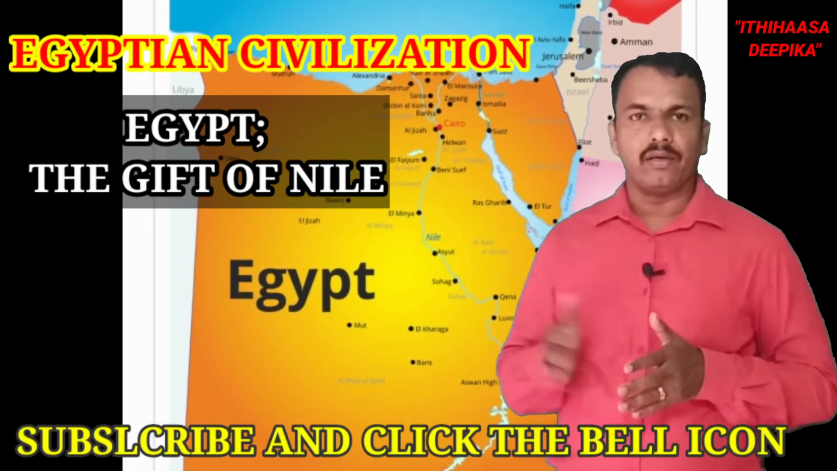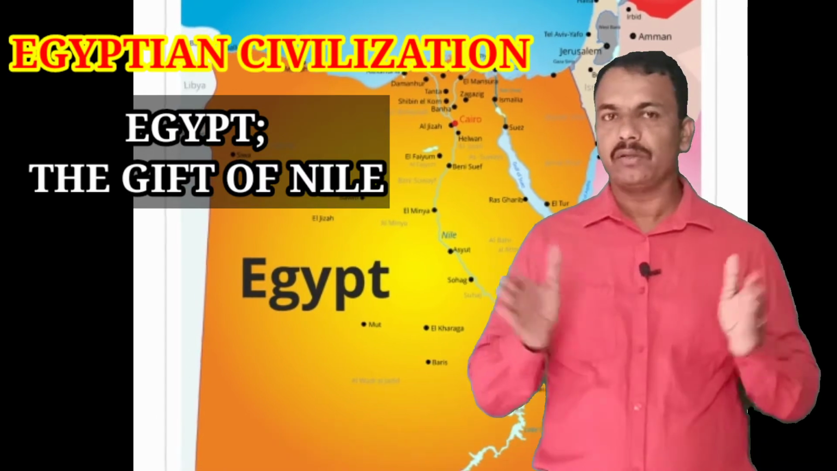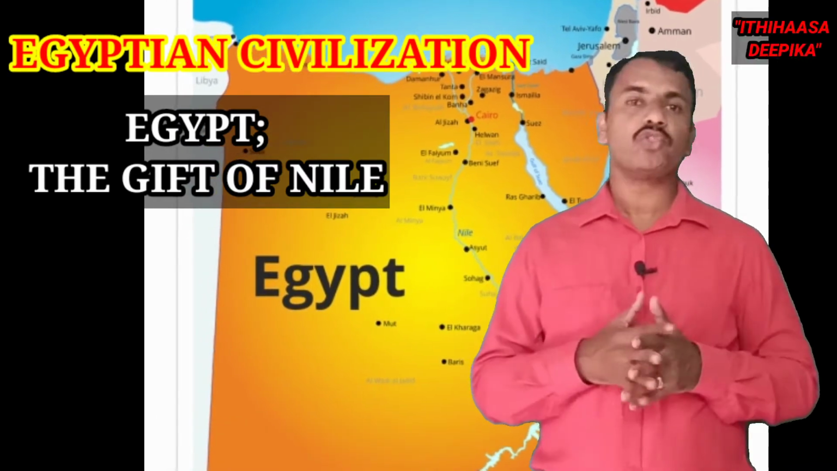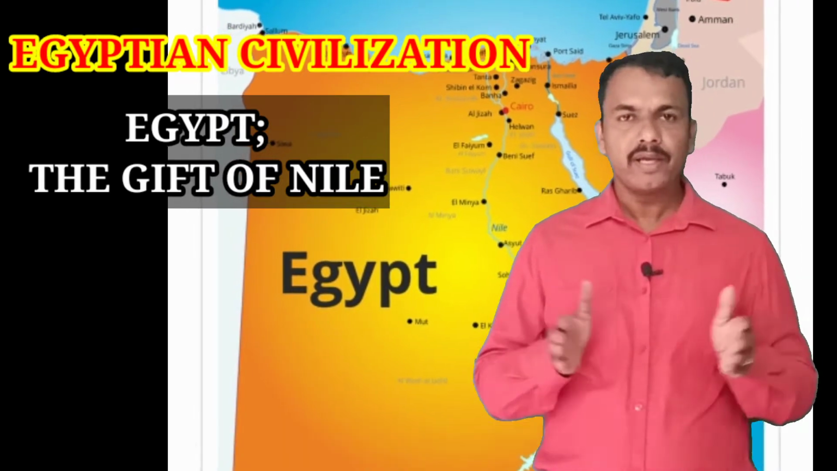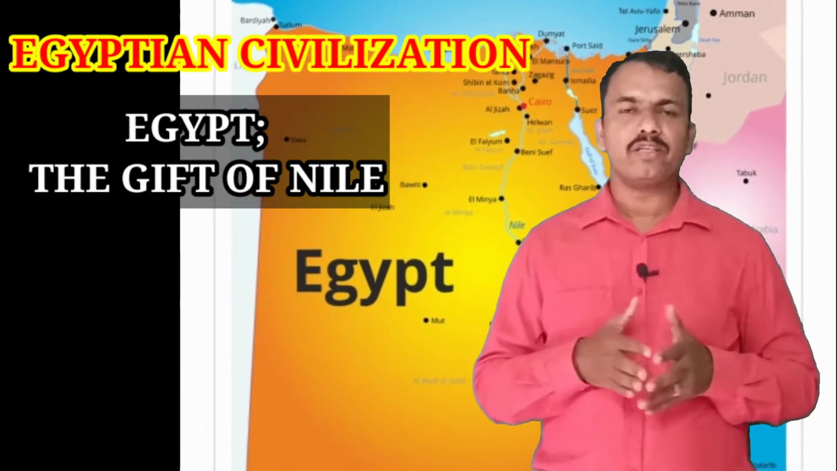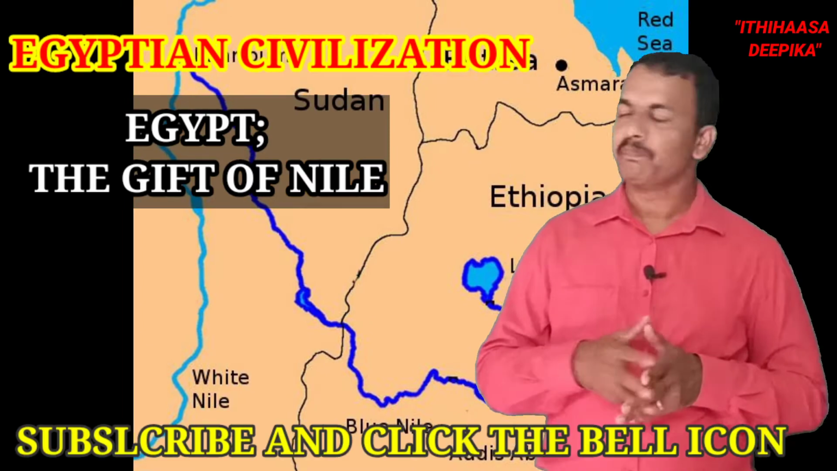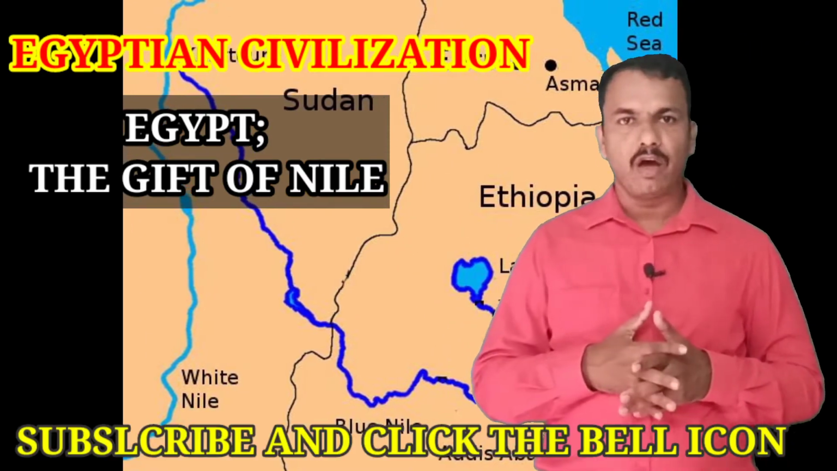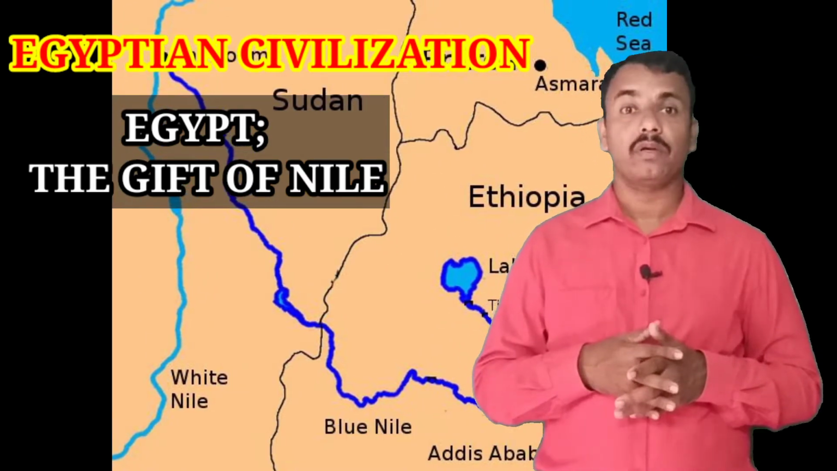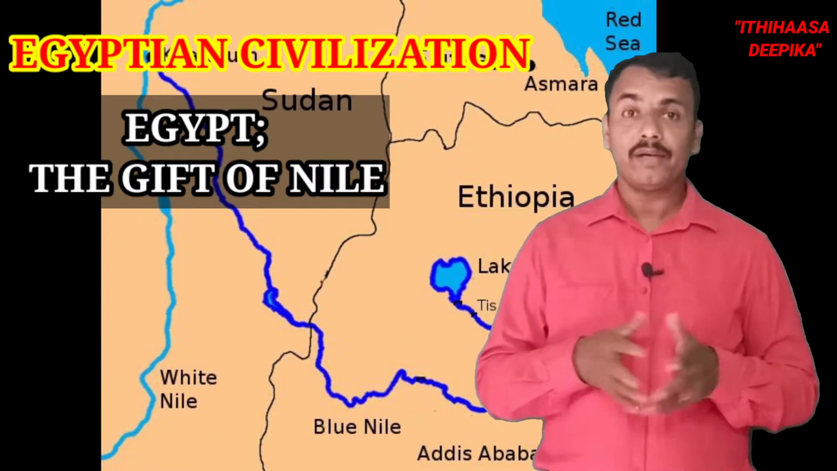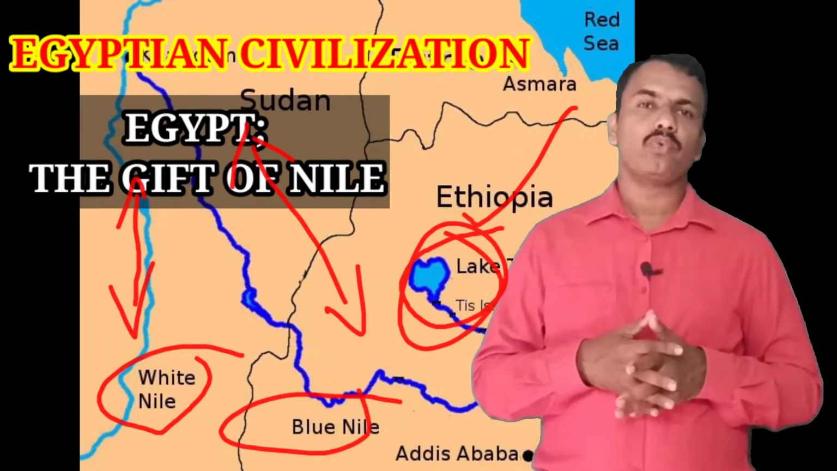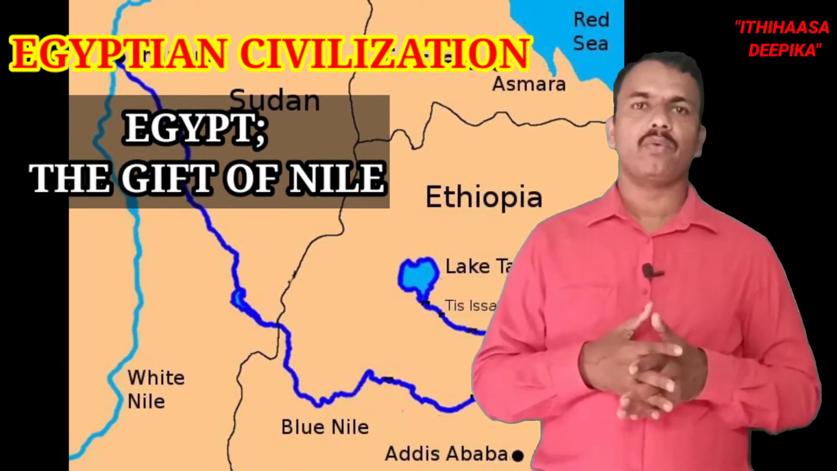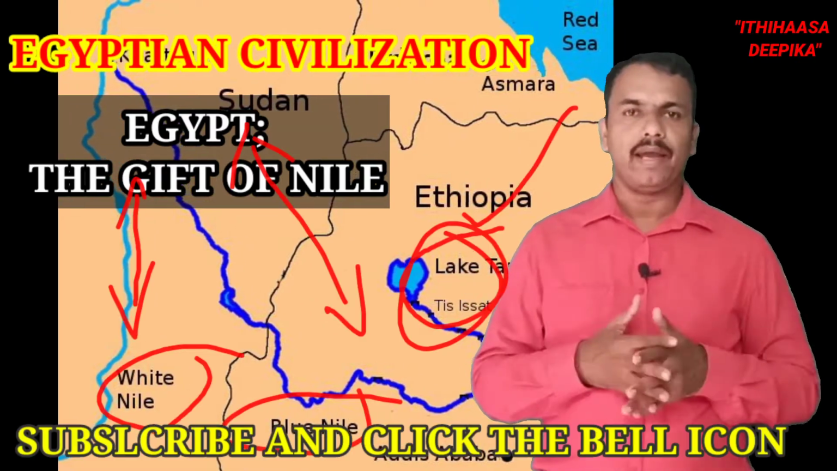The river Nile, as I already said, is the longest river in the world. This river originated from the thick forests of Central Africa, Ecuador and Sudan, etc. And the river Nile is divided into two divisions. One is the White Nile, and another one is the Blue Nile.